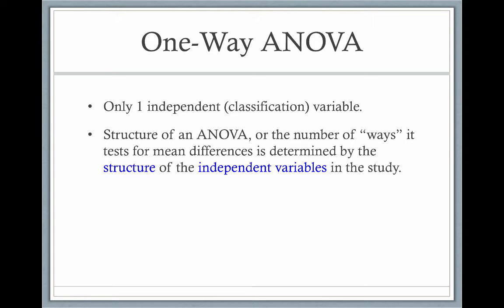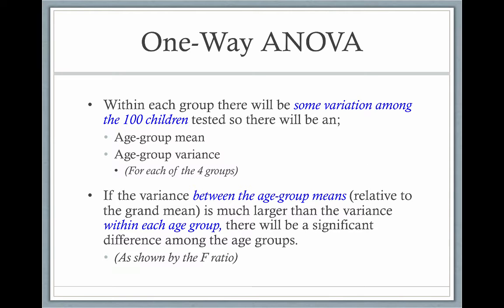There's one independent classification variable, and the structure of an ANOVA, or the number of ways it tests for mean differences, is determined by the structure of the independent variable in the study. So we have four groups of 100 children, right? There's going to be some variation among those 100 children in their language scores, or whatever we're looking at. So we're going to calculate an age group mean for the 5-year-olds, the 6-year-olds, the 7-year-olds, the 8-year-olds.